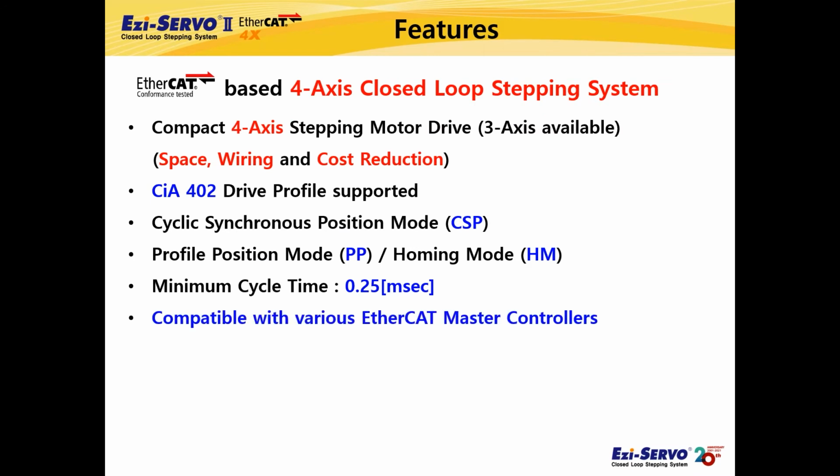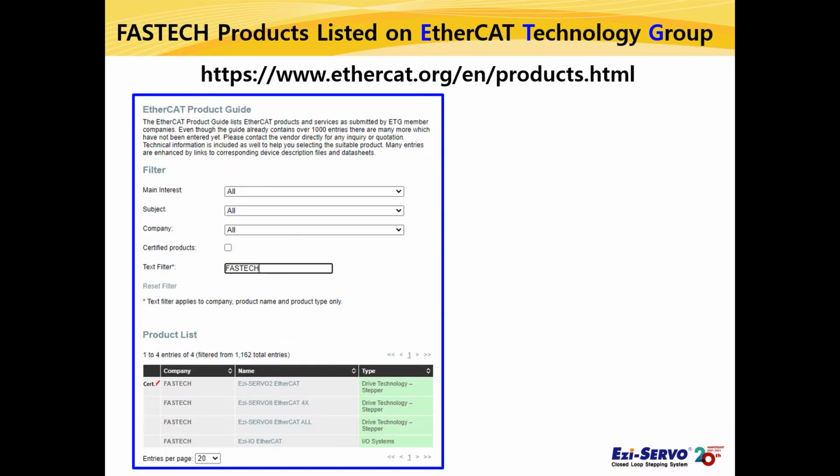Next, Ezi-SERVO 2 EtherCAT 4X is compatible with various EtherCAT master controllers. These are FASTECH's EtherCAT products listed on the EtherCAT Technology Group, the world's largest EtherCAT organization. If you access the official site of ETG with this address and search FASTECH, you can see that FASTECH's 4 types of EtherCAT slave products are on the list. The rest of the EtherCAT products will be updated in the future.